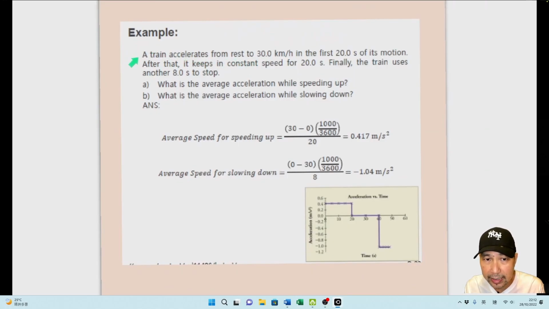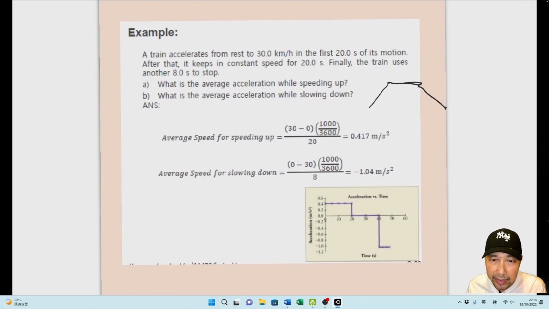Let's look at the last example. A train accelerates from rest to 30 km per hour in the first 20 seconds of its motion. After that, it keeps a constant speed for 20 seconds. Finally, the train uses another 8 seconds to stop. Basically, the train accelerates, keeps the same speed, and slows down.